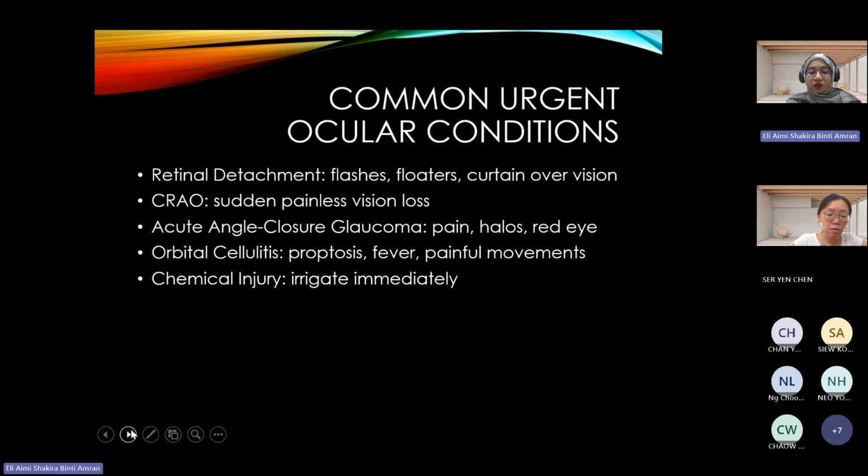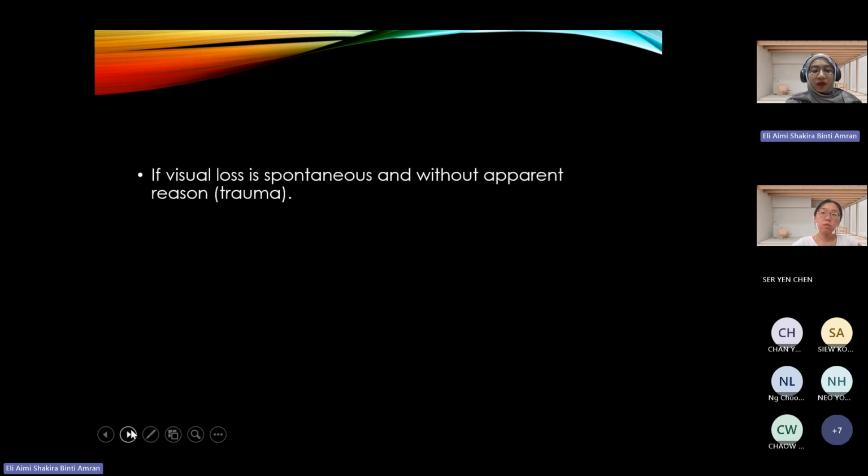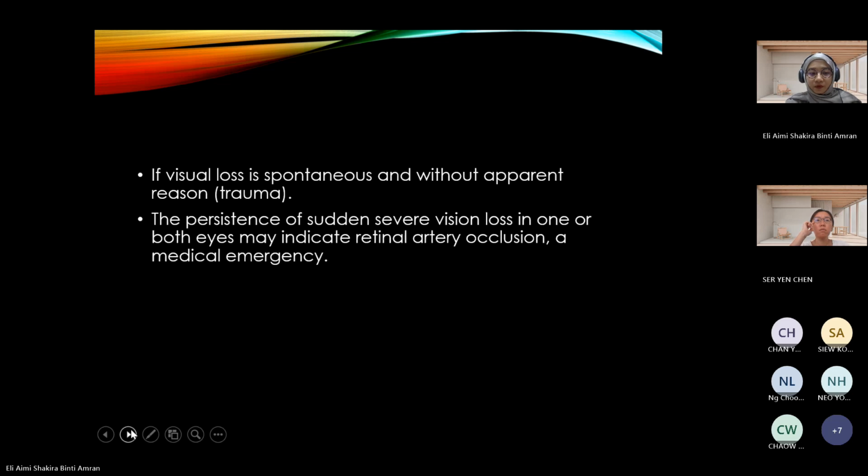Then chemical injury. So you need to have saline in your practice as well in case you have any chemical injury. Any patient coming to you with chemical injury, it does not matter what kind of chemical, you have to irrigate until the ambulance arrives. Do not just refer the patient to hospital straight away. You need to irrigate to reduce any melting of the cornea or the conjunctiva. So if visual loss is spontaneous and without any apparent reason, you need to check for trauma, right?